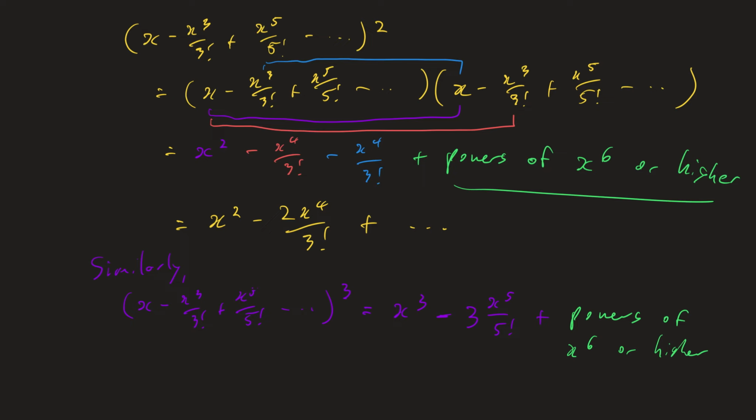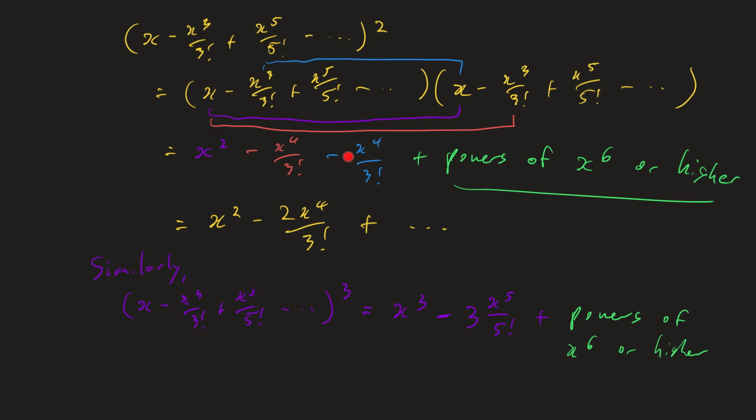And then any other pairing here, whether I pair the first term here with the third term here, that will be x times x to the fifth, gives me x to the sixth, or I pair the third term here with the first term here, that would also give me x to the sixth, or I pair the second term with the second term, that will also give me x to the sixth. So everything out here contains powers of x to the sixth or higher. That's a key point.